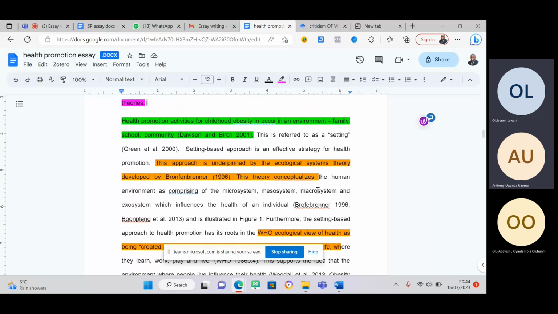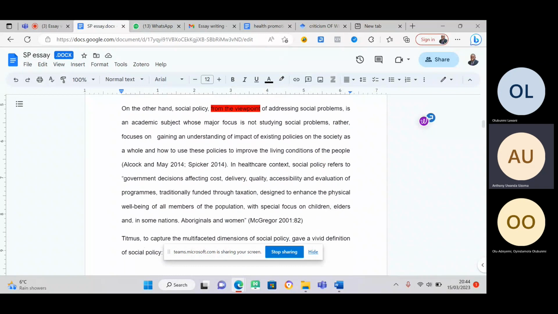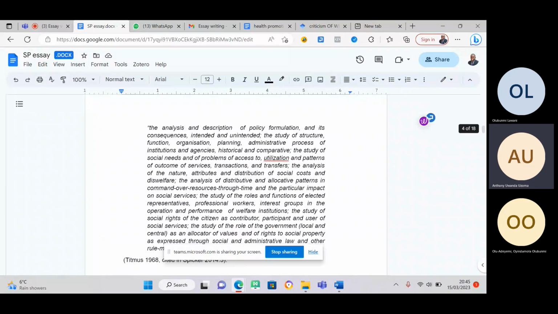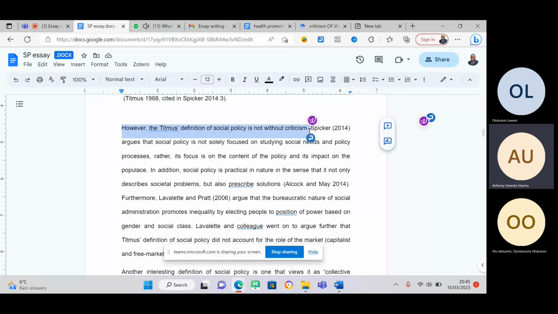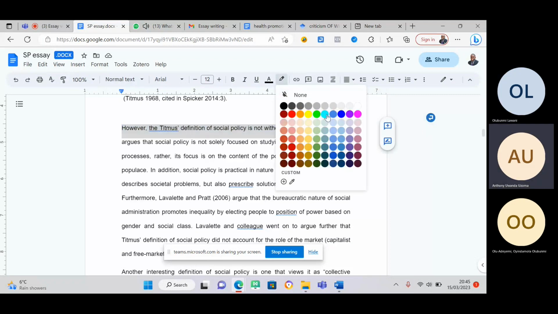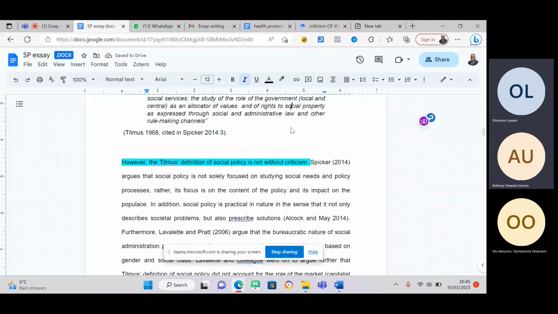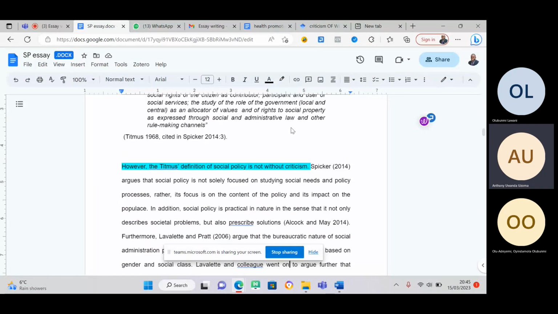Underpin your principles, or underpin anything you are writing, with a theory. Let's go back to social policy. Now I've told you different viewpoints. When you hear words like this, however, this guy's definition is not without criticism, that is critical writing. Remember, I defined something and quoted the definition. I'm not supposed to just quote it and leave it like that, assuming it's important. So I have to what?